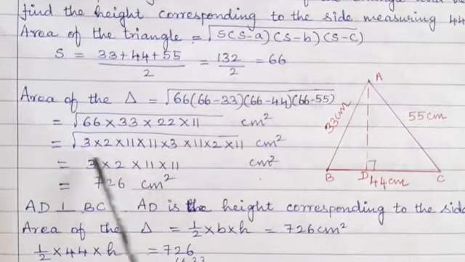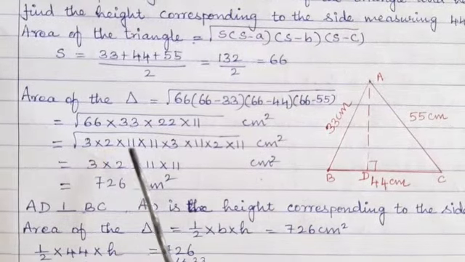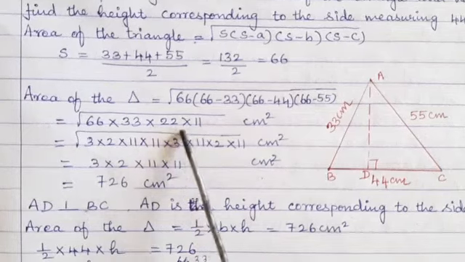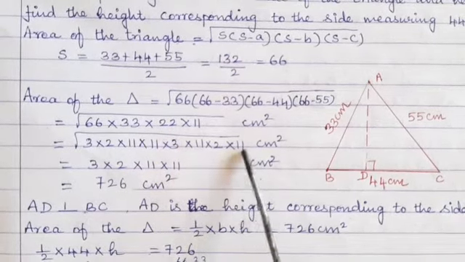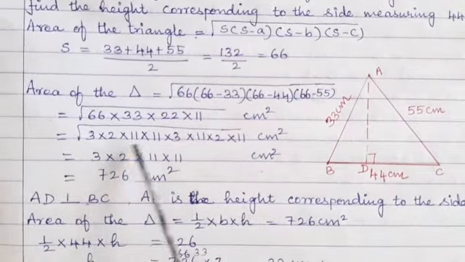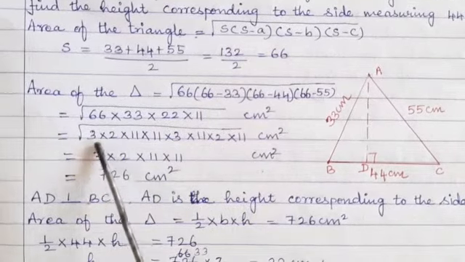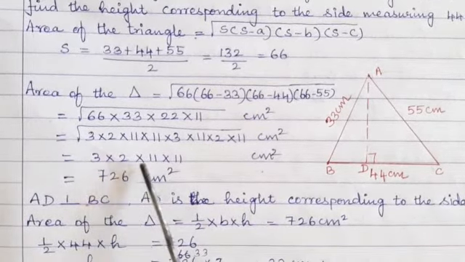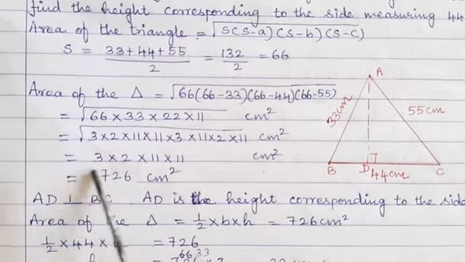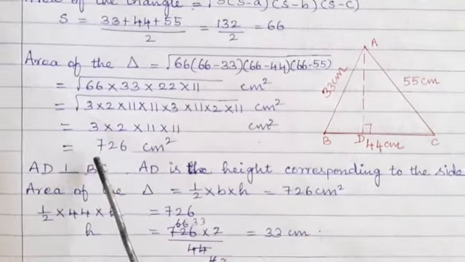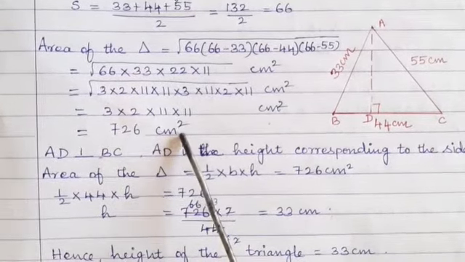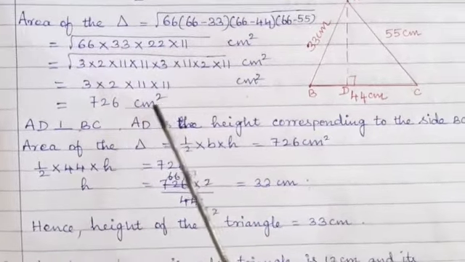Then you split it: 3 into 2 into 11, that is 66; 33 is 11 into 3; 22 is 11 into 2 into 11. So now you see that all numbers are prime numbers, and out of each pair you take 1 outside. That is 3 into 2 into 11 into 11. After multiplying you will get 726 centimeters squared. That is the area of the triangle. So the first part is over now.